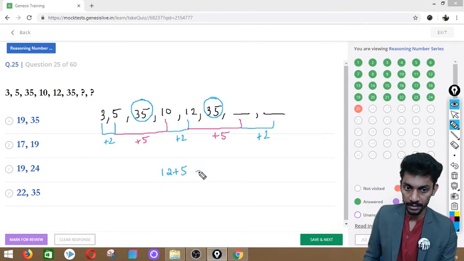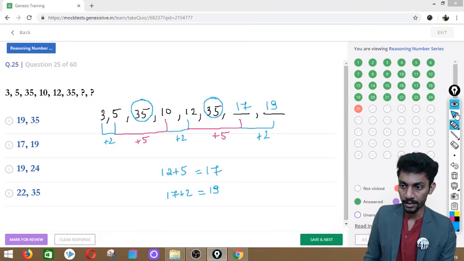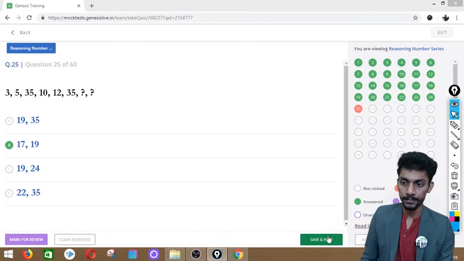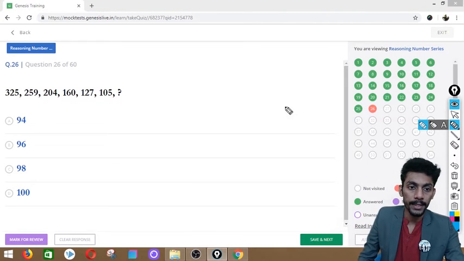12 plus 5, that is 17. And after that, 17 plus 2, that is 19. So the answer is 17 and 19. Plus 2, plus 5, plus 2, plus 5, plus 2, plus 5. That is the pattern followed. The answer is option B, that is 17 and 19. Clear? This 35 is just given to confuse us. After this, 35 will come, because every third term there is 35. So 3, 5, 35, 10, 12, 35, 17, 19, then 35. That's the pattern followed. Here the answer is option B, 17 and 19. Clear? Next one.